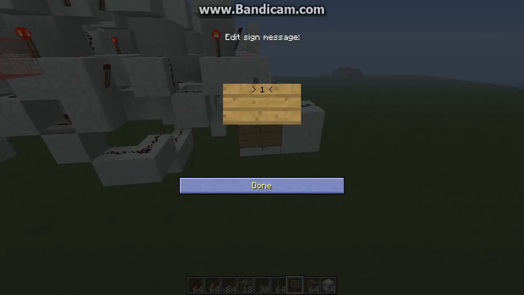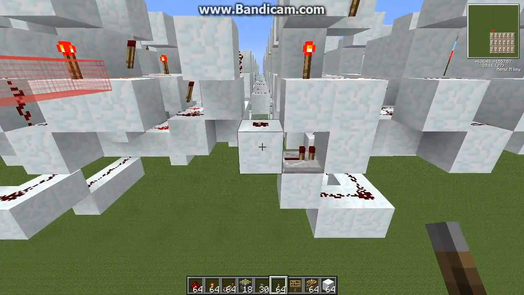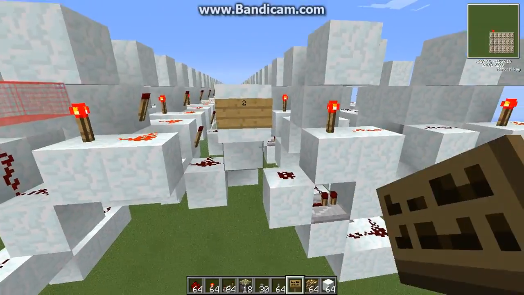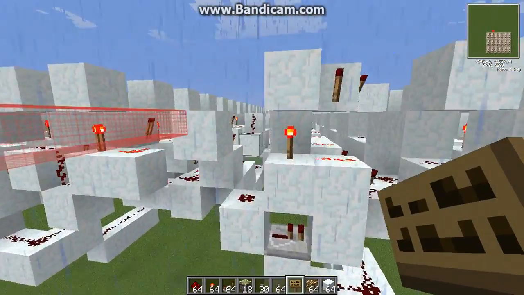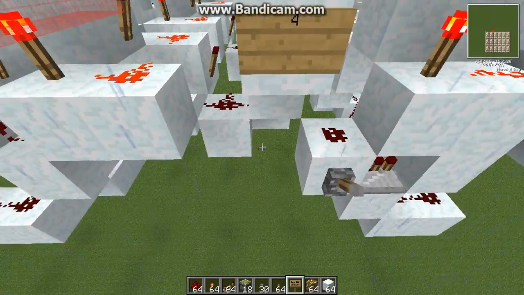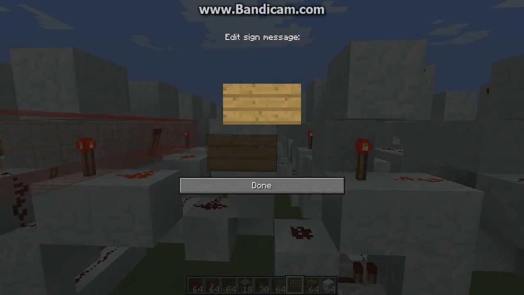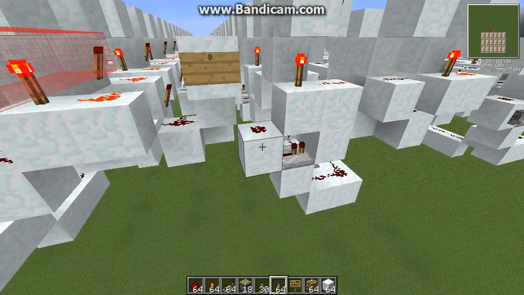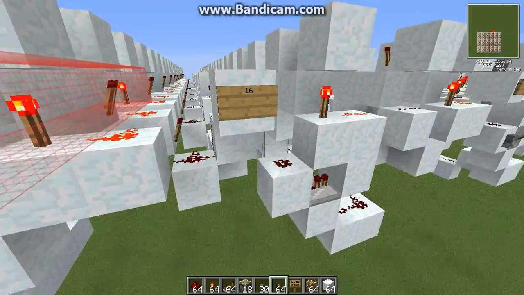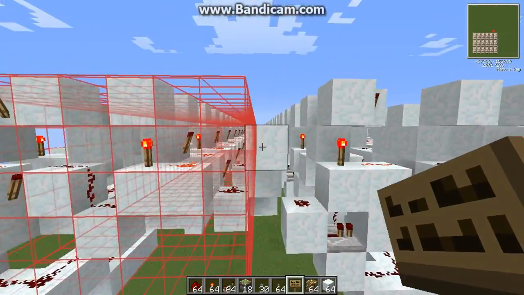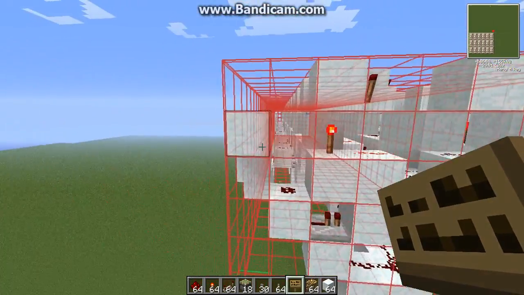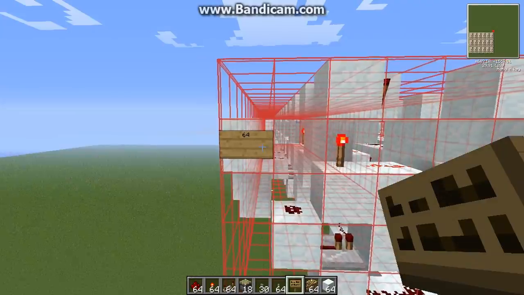So this is the 1 input. This is where we input 2, and I'm just going to put the sign here. This is 2. This is 4. This is 8. This is 16, and of course this is just following standard binary pattern. This is 32, and this is 64.